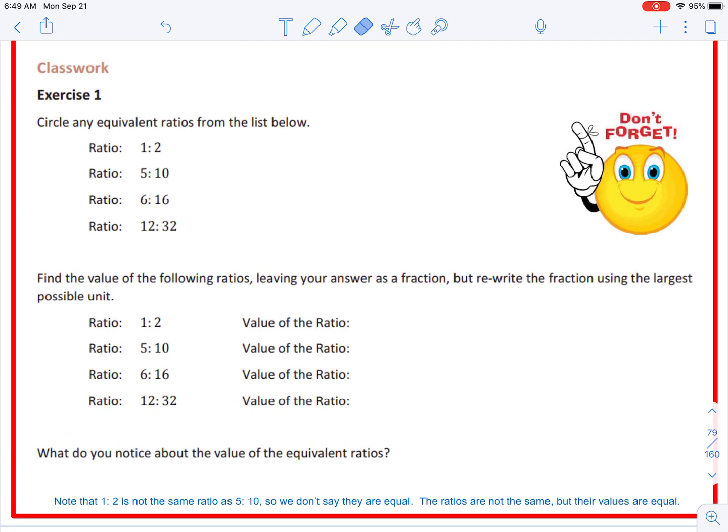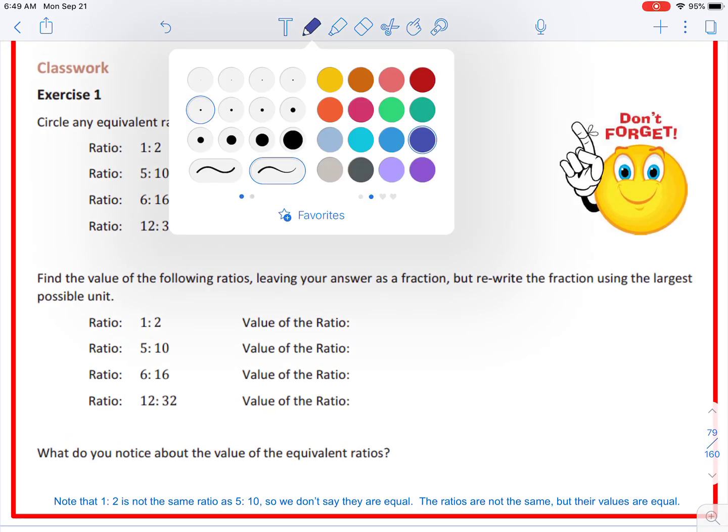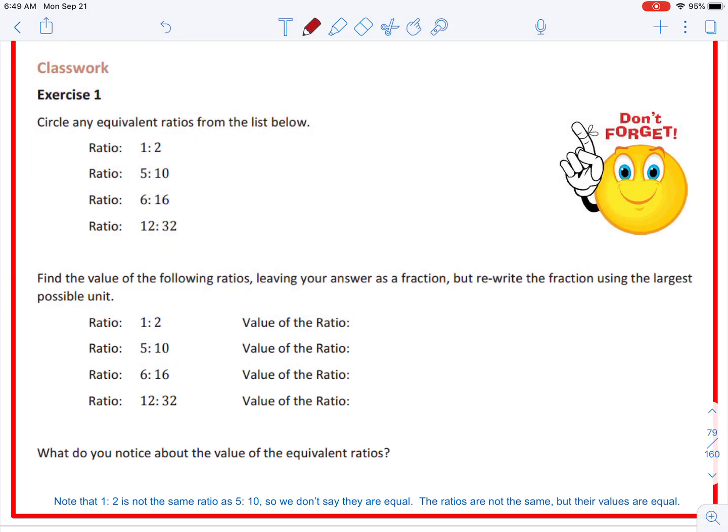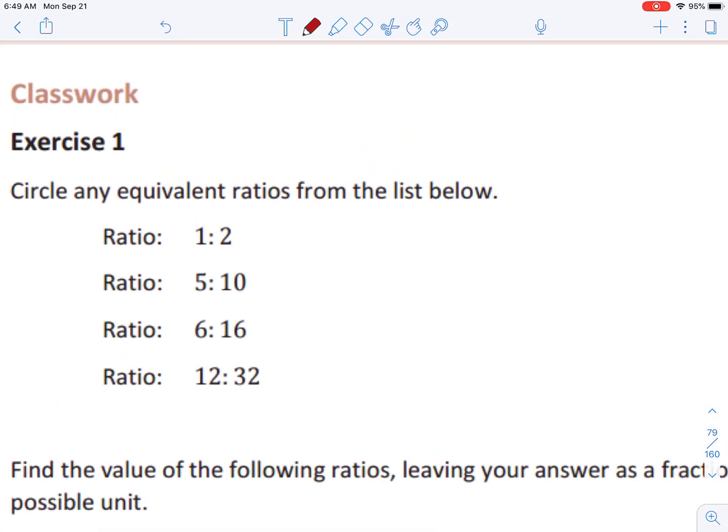Exercise 1, please follow along with notes. Pause the video when I tell you to. Look at exercise 1. Circle any of the equivalent ratios from the list below. So pause the video real quick and write down all the equivalent ratios in a group. Go. You should have paused your video. So now it says circle any equivalent ratios from the list below. So I have 1/2 and 5 to 10. 1/2 and 5 to 10 are equivalent. They both represent 1/2.